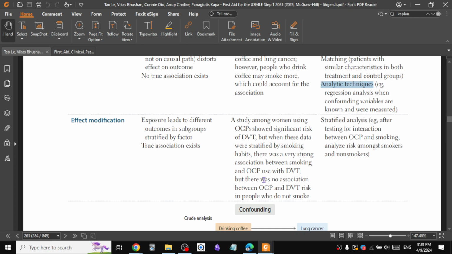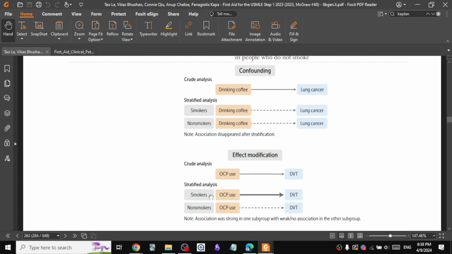In reality, smoking in general is also associated, and OCP use is also associated. Okay, so smoking plus OCP led to DVT, right? So the modifier modified the independent variable and made the dependent variable. Okay, so how do you break it down again? Here you see stratified analysis. In smokers with OCP use, you have a very strong relationship with DVT, but in non-smokers with OCP use you have minimal or no effect, right?